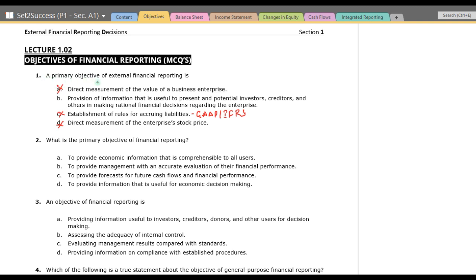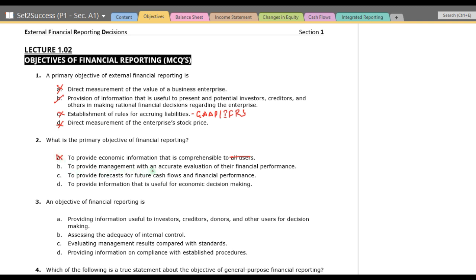So, a primary objective of external financial reporting is provision of information that is useful to present and potential investors, creditors, and others in making rational financial decisions regarding the enterprise. Next, what is the primary objective of financial reporting? To provide economic information that is comprehensible to all users? No. Financial reports are prepared for users who have reasonable knowledge of business and economic activities, not to all users.